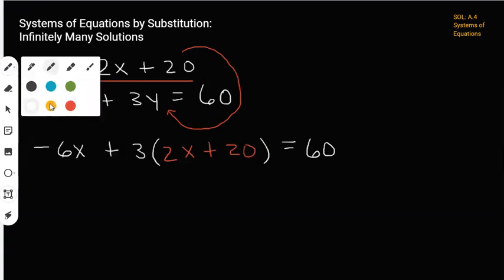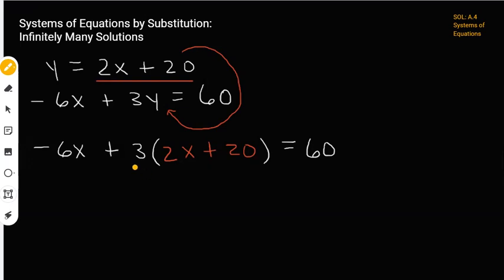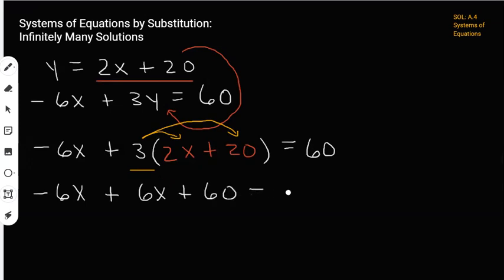Now I'm going to underline the 3 right here, and draw an arrow from the 3 to the 2x and from the 3 to the 20. What I'm going to do with this 3 is multiply it by everything inside of the parentheses using the distributive method. So the negative 6x is going to come down. 3 times 2x is going to give me 6x. And then 3 times 20 is going to give me 60. And everything is still set equal to 60 on the right side.